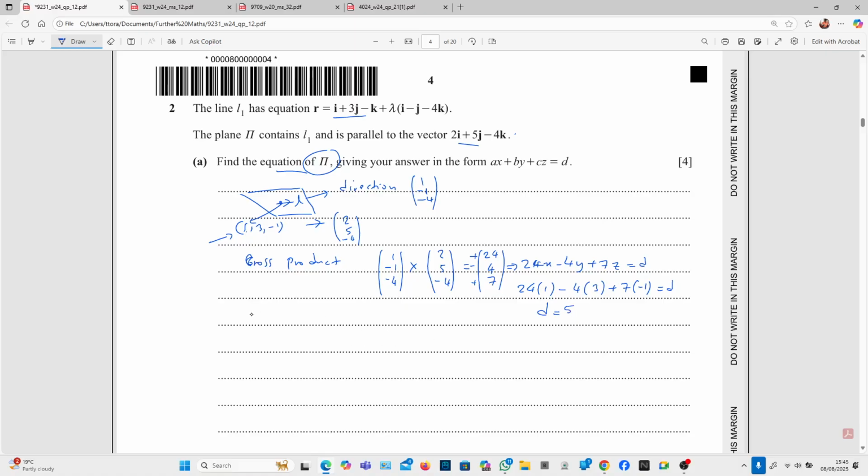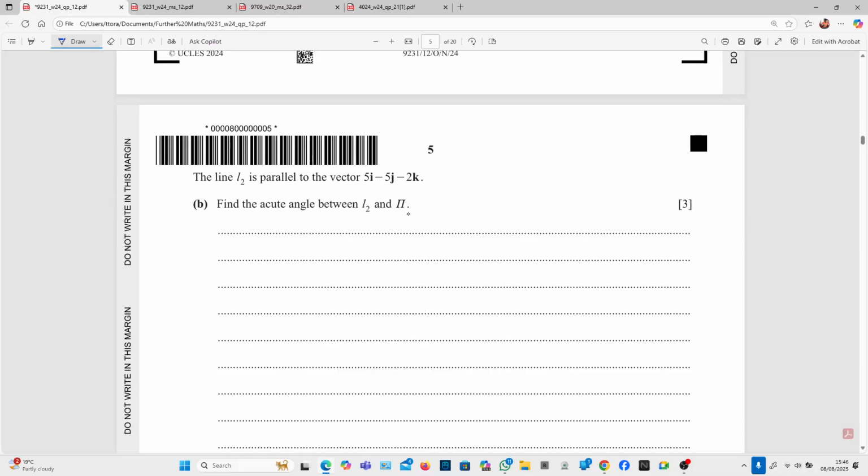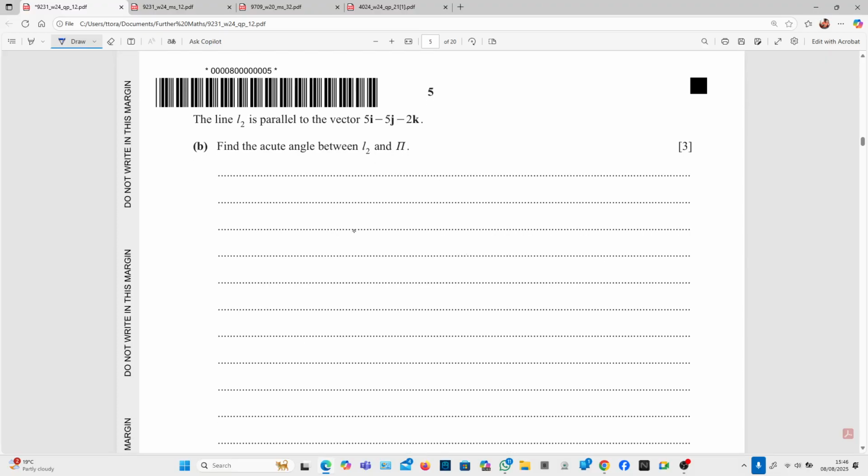So the equation of the plane π in the form ax + by + cz = d turns out to be 24x - 4y + 7z = 5. So this is our answer to the first part of the question. Second part of the question: we've been given that line 2 is parallel to this vector. We have a line 2 here, and we need to find the angle between this line 2 and the plane.